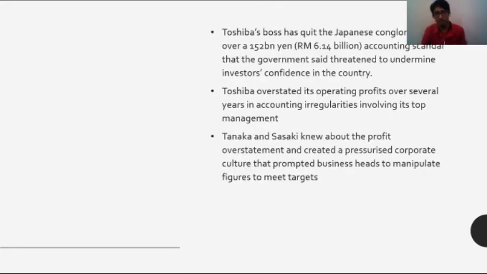Toshiba's boss has quit the Japanese conglomerate over a 152 billion yen, approximately 6.41 billion Malaysian ringgit, accounting scandal that the government said threatened to undermine investors' confidence in the country. Toshiba overstated its operating profit over several years in accounting irregularities involving its top management. Tanaka and Sasaki knew about the profit overstatement and created a pressurized corporate culture that prompted business heads to manipulate figures to meet targets.